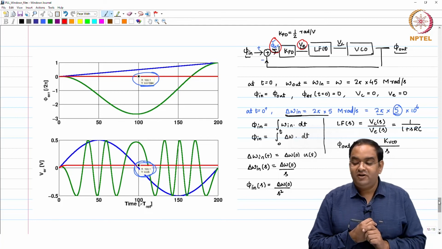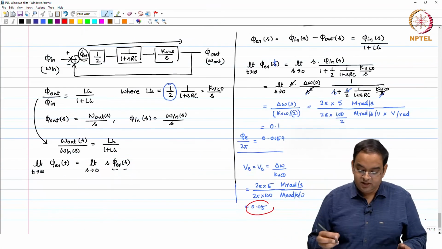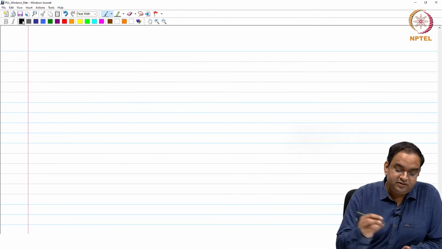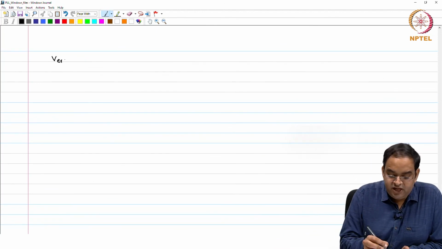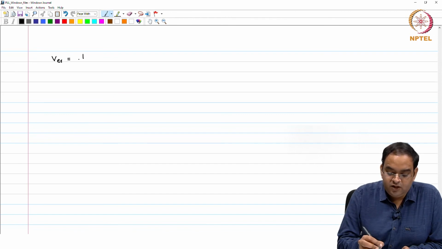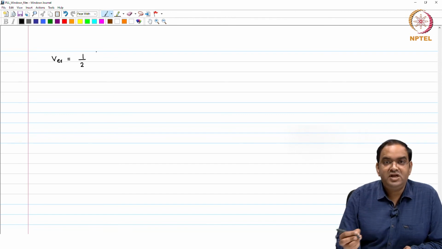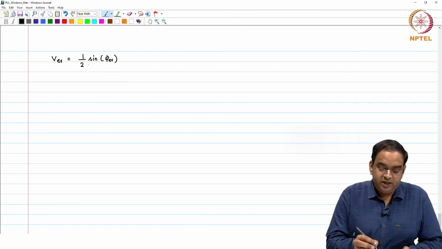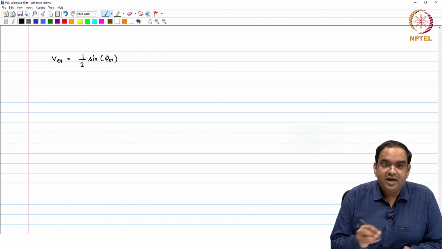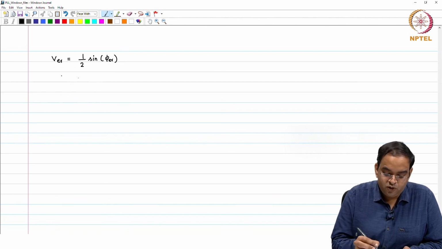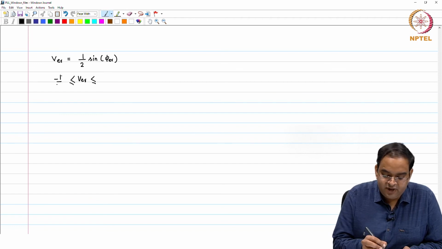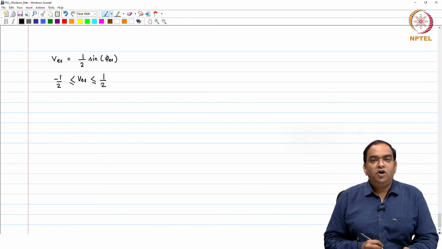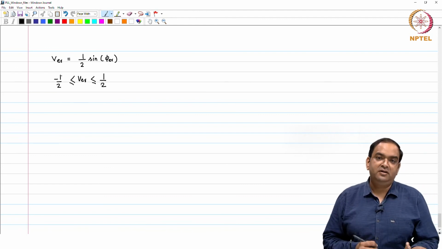But in the actual model, there are limitations. And what kind of limitations? Well, to begin with, just think about it, you calculated that V error is going to be equal to half of sine of phase error, for V in and V out amplitude as 1. If this is the case, then you will surely know that V error is always bounded between plus and minus half. It cannot go beyond this limit.